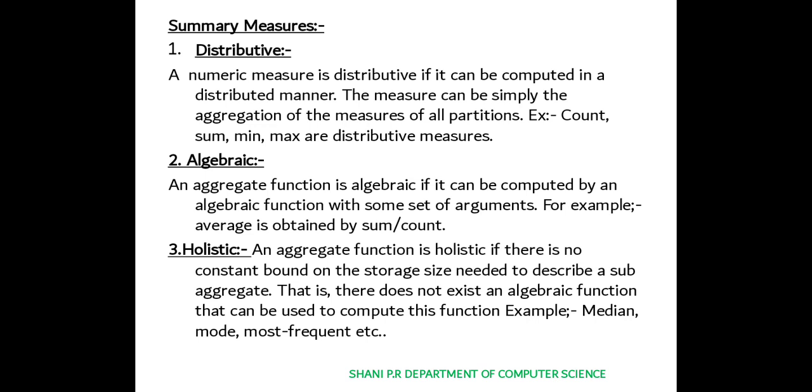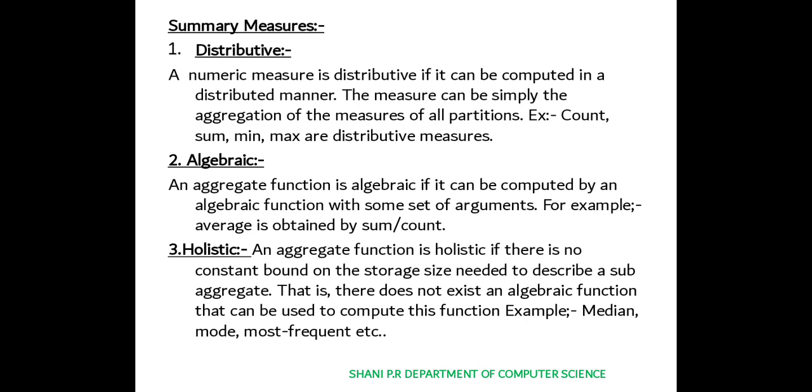Here we have distributive, algebraic and holistic. Distributive: a numeric measure is distributive if it can be computed in a distributed manner. The measure can be simply the aggregation of the measure of all partitions. Examples: count, sum, minimum, maximum are distributive measures. Here a distributive measure means we represent the calculation of the data, that is, we are finding the minimum, maximum, count or total of the particular data. So it's distributive.